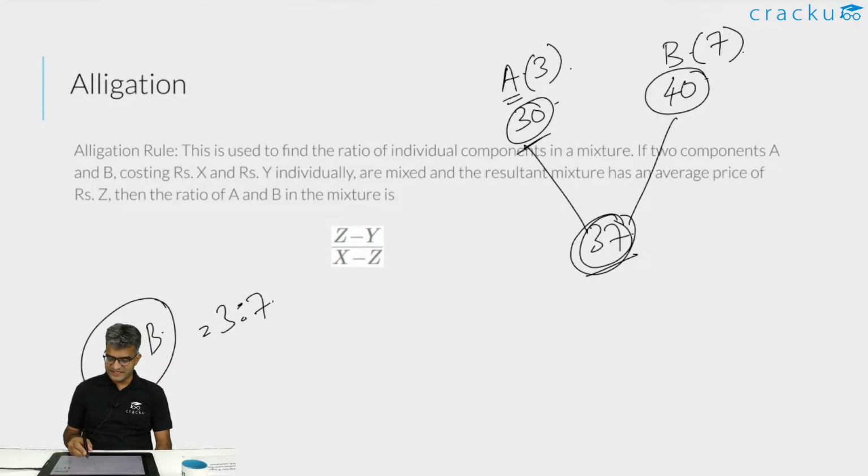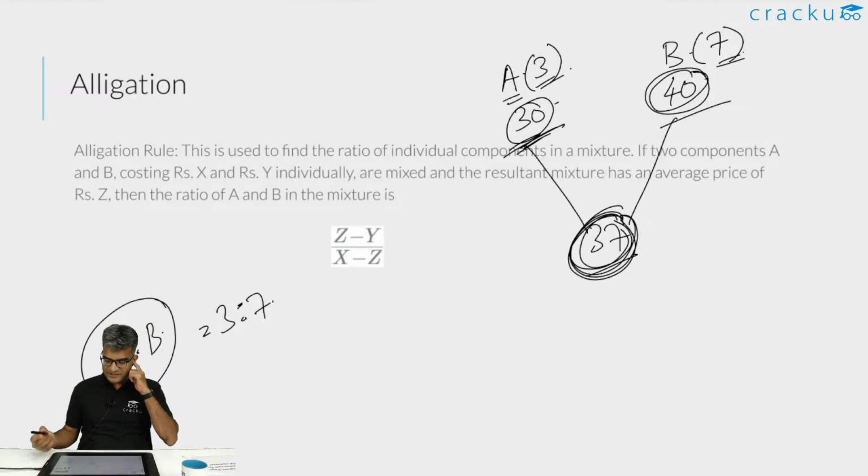It is very simple. Basically, whatever is the combined average, subtract it from both of them and then flip to get the ratio. So here we took 37 minus 30, that is 7, we put it over here. We took 40 minus 37, which is equal to 3, we put it over here. Let us look at some of the questions now.